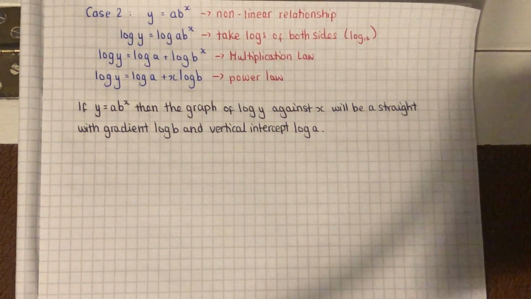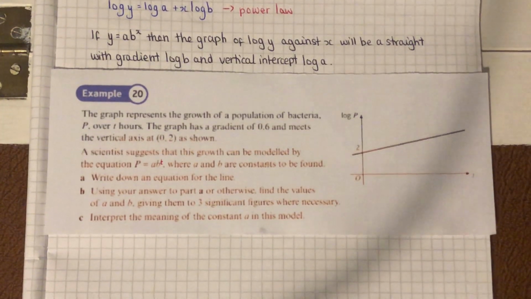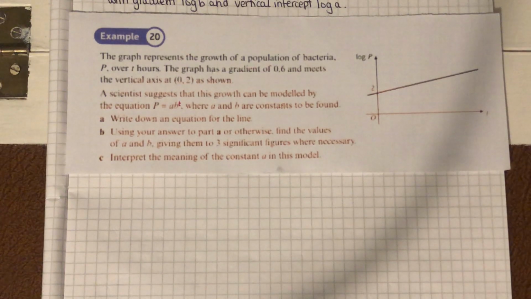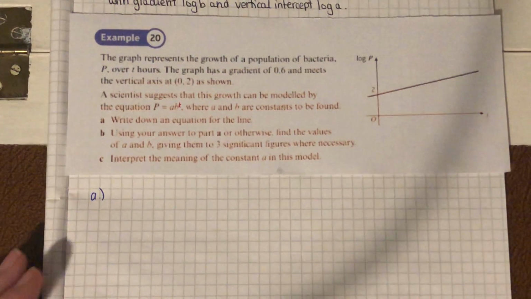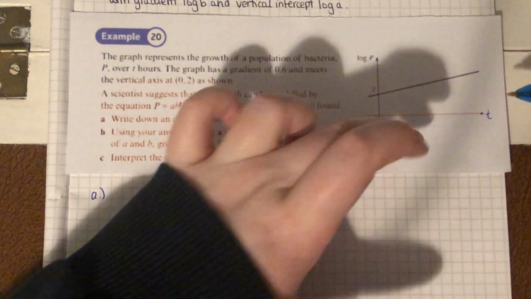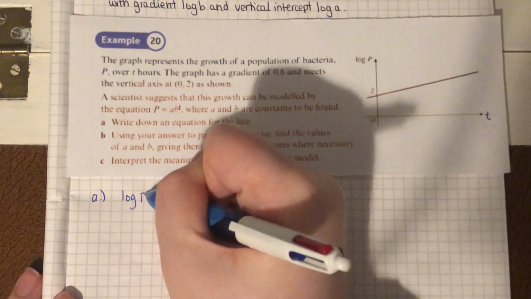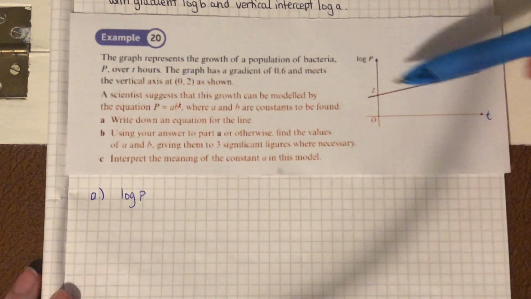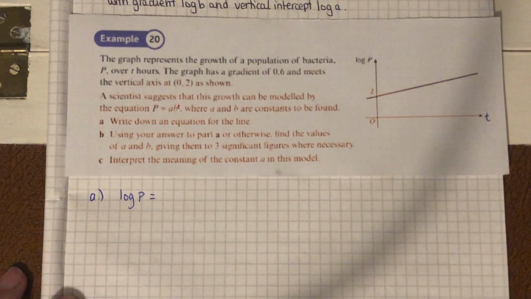So for the example, it's this one here. So this one we're given the graph already, which is quite nice. For part A then, we need to write down the equation of the line. Now this one, you just got to read the blurb and actually you'll be able to work it out quite nicely. So your axes, this is a t. On the left we're going to have log of p, because that's what it says on the original y-axis. So that's going to be log p equals.